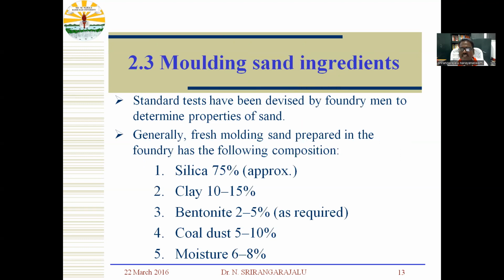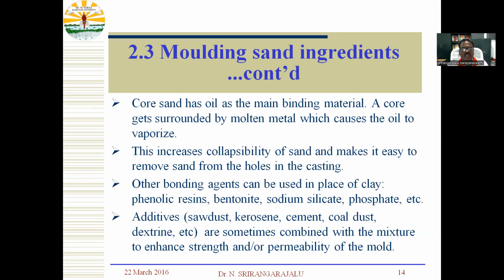Molding sand ingredients: standard tests have been devised by foundrymen to determine properties of sand. Generally, fresh molding sand prepared in the foundry has the following composition: silica approximately 75%, clay 10 to 50%, bentonite 2 to 5% as required, coal dust 5 to 10%, moisture 6 to 8%.